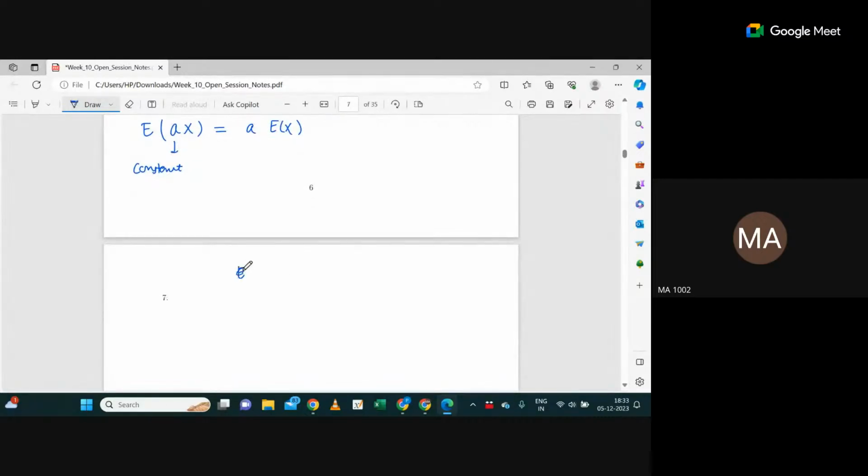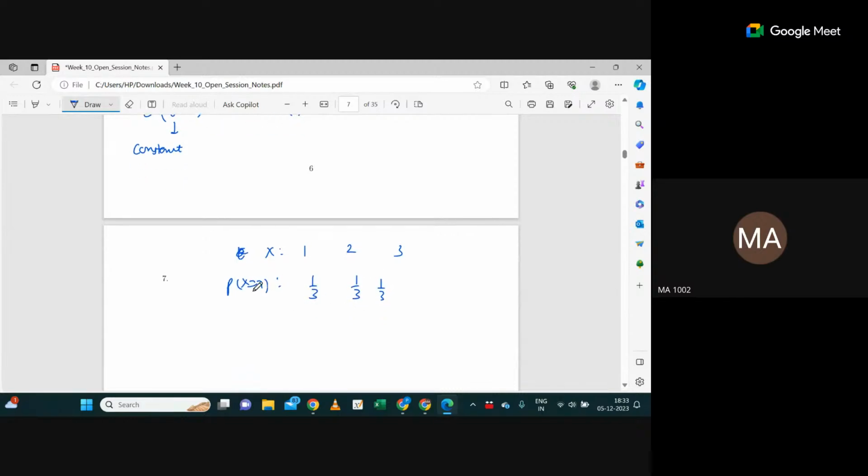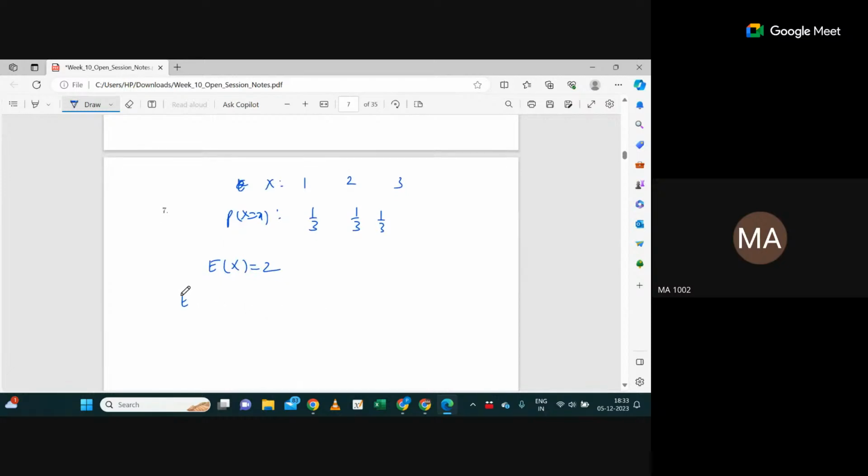So x was 1, 2, 3, and the probabilities associated with each value were 1 by 3, 1 by 3, and 1 by 3. The expected value of x was 2. Tell me, if the question is the expected value of 3 times x, what will the possible values be? 3, 6, 9.